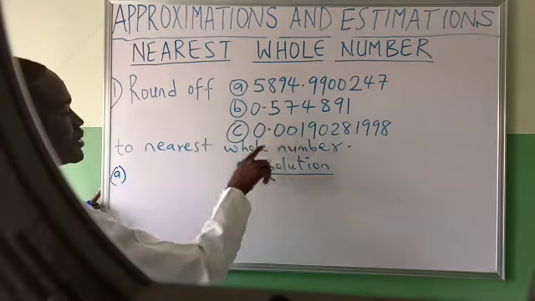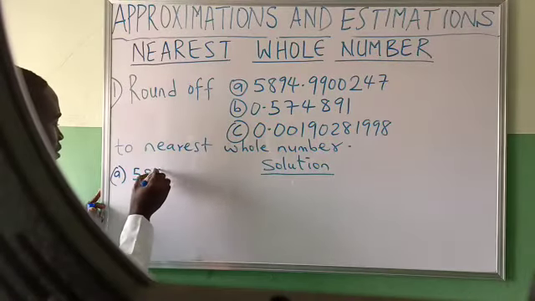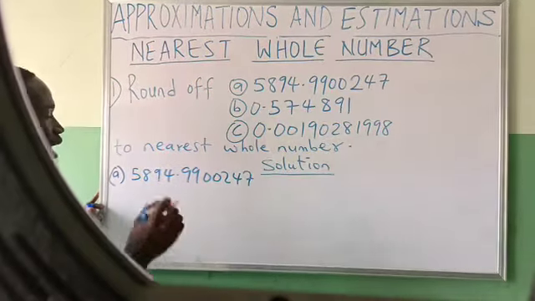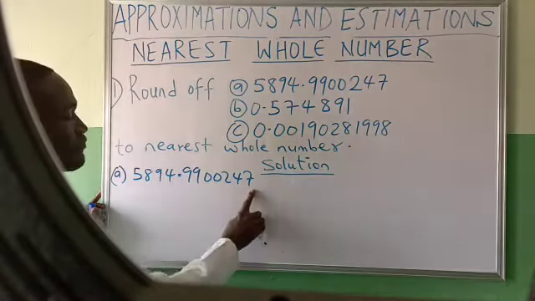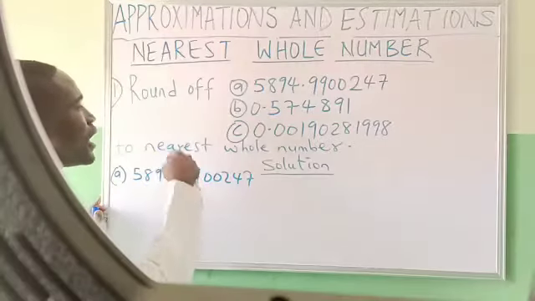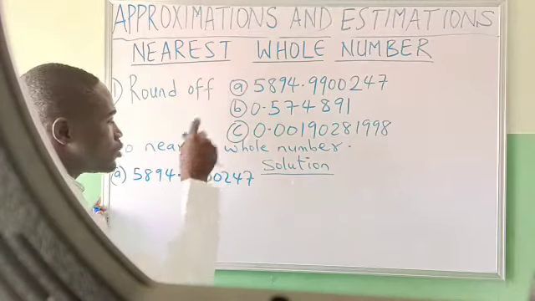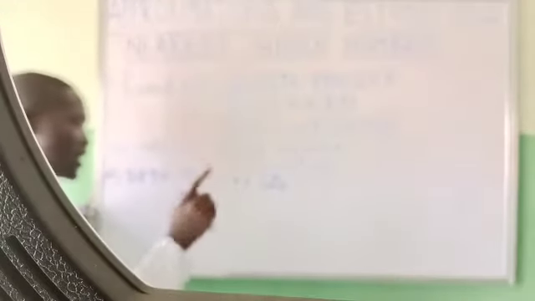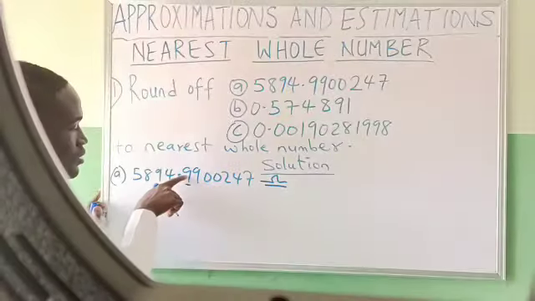We are to approximate this to the nearest whole number. I will write every digit: 9900247. I will ask myself, does this number have a visible decimal point? Yes. Because it has a visible decimal point, I can now do approximation to the nearest whole number. I will put my sign of approximation. Now, I will look at the number immediately after the decimal point. 9 is the number immediately after the decimal point. So I'll ask, are you up to 5?